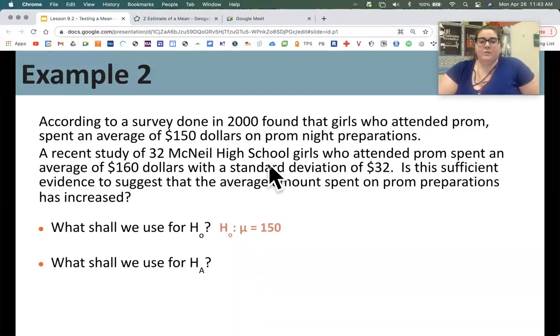But at McNeil, right, we got an average of 160, and we want to show evidence that the average has increased from 2000. So we think it's increased from 150, so our alternate would be that mu is greater than 150.